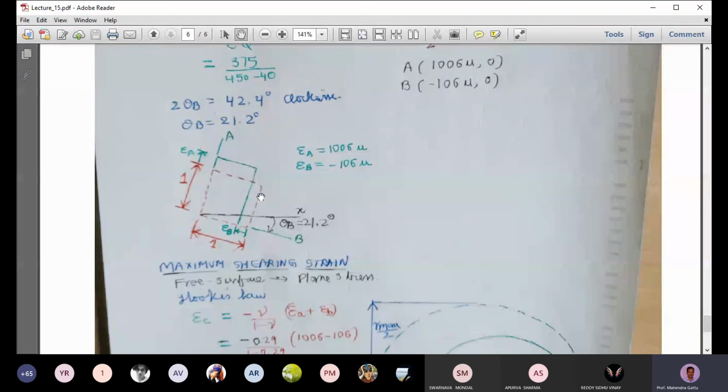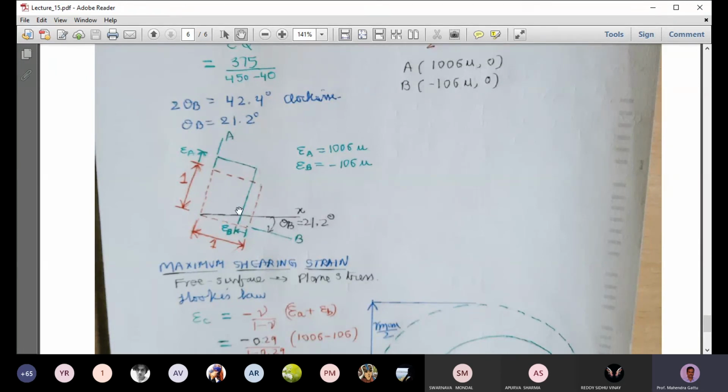So what is the significance here? If you have an undeformed shape, which is indicated by the dotted red line, that is a square of side length 1, and we have the principal strain values epsilon A 1006 into 10 power minus 6 and epsilon B minus 106 into 10 power minus 6. In the A direction there is a positive value, so there will be an increase in length, expansion in the A direction, and in the B direction the square will shrink, so there is a contraction, and this is the final deformed shape, which is indicated by the green color.